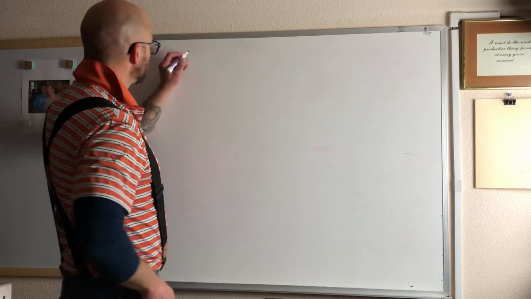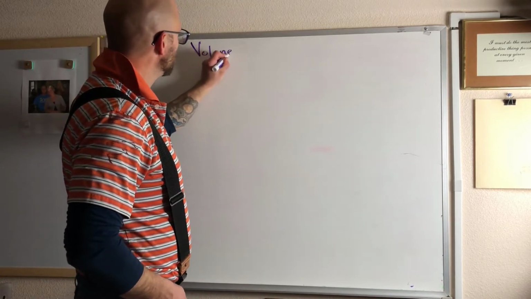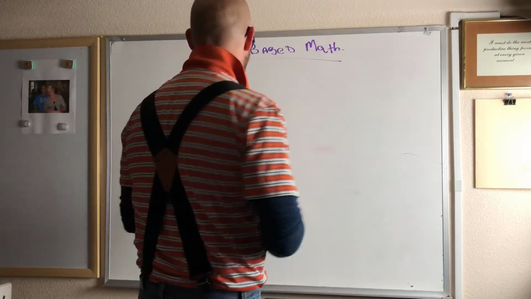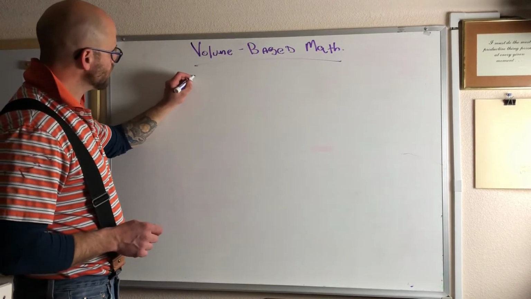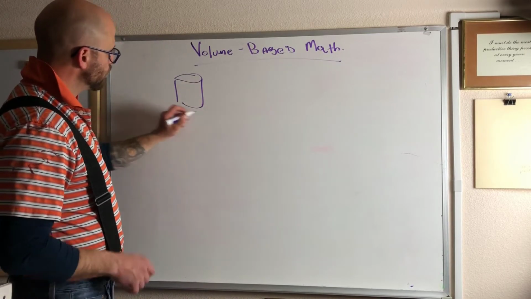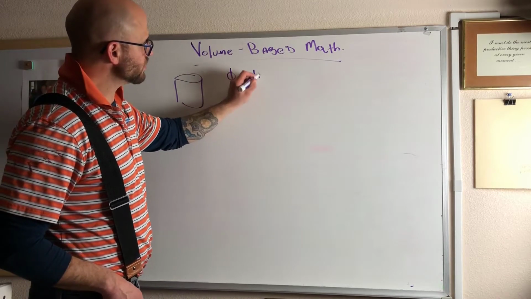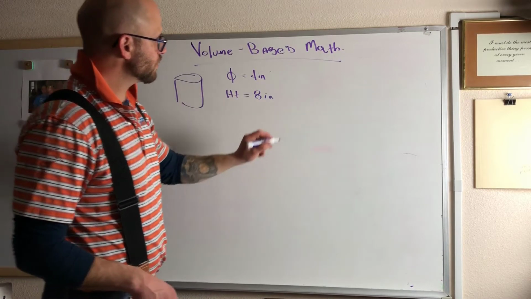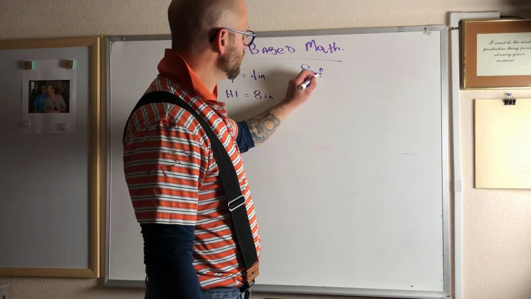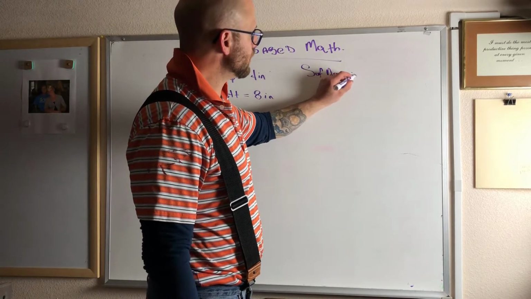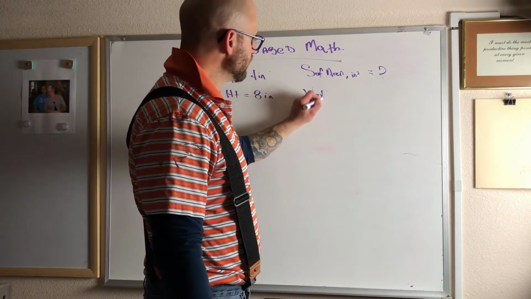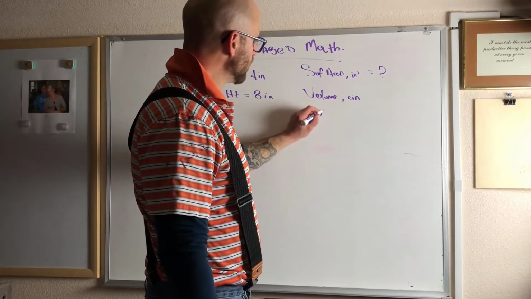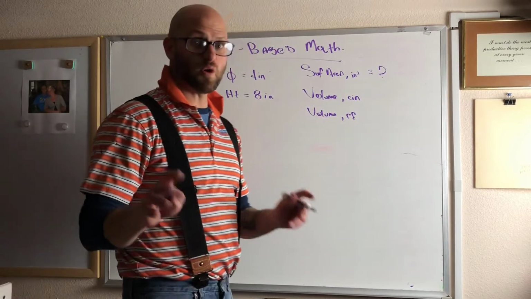So let's get into it. We're doing volume-based mathematics. And what that means is, imagine a cylinder with a diameter of 4 inches and a height of 8 inches. The questions are: what is the surface area in square inches, what is the volume in cubic inches, and then what is the volume in cubic feet? We'll go ahead and do 2 types of problems here.